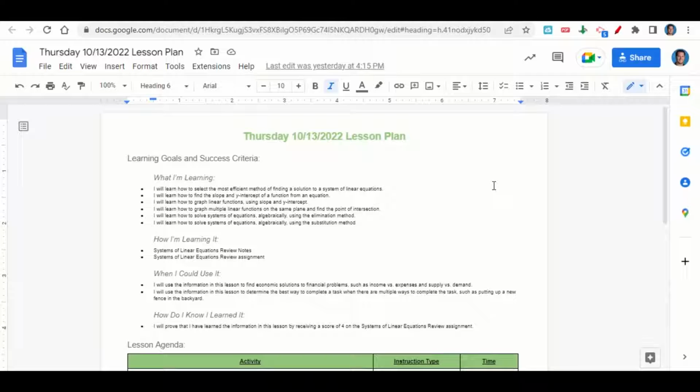How are we learning it? Through the Systems of Linear Equations Review Notes and the Systems of Linear Equations Review Assignment. When can we use this information? To find economic solutions to financial problems such as income versus expenses and supply versus demand, and to determine the best way to complete a task when there are multiple ways to complete the task, such as putting up a new fence in the backyard. How do you know you learned it? By getting a score of 4 on the Systems of Linear Equations Review Assignment.